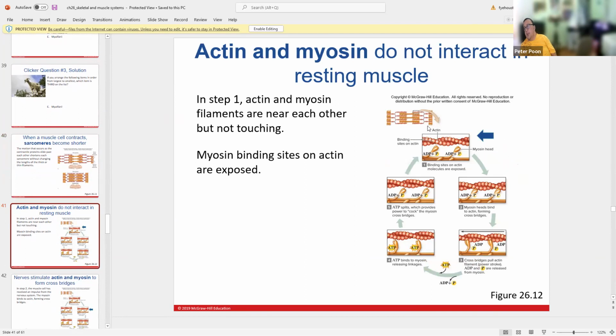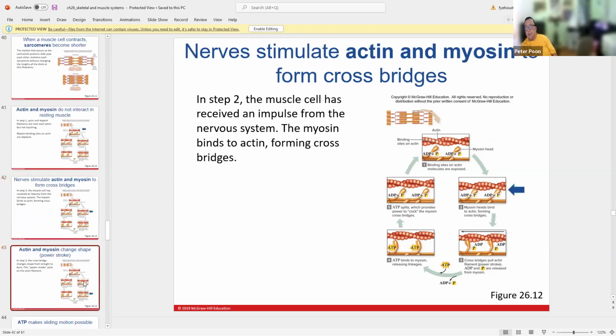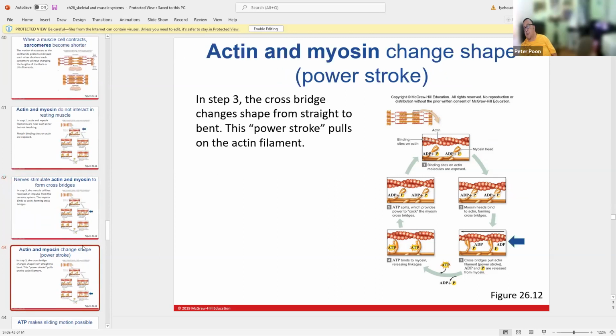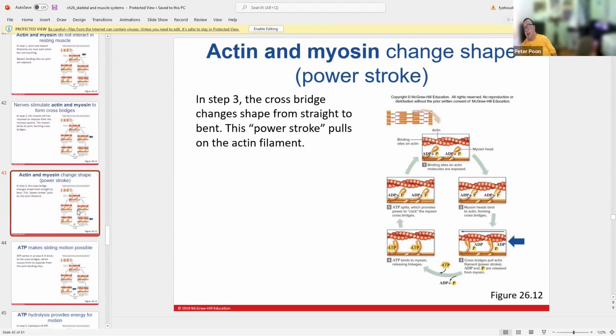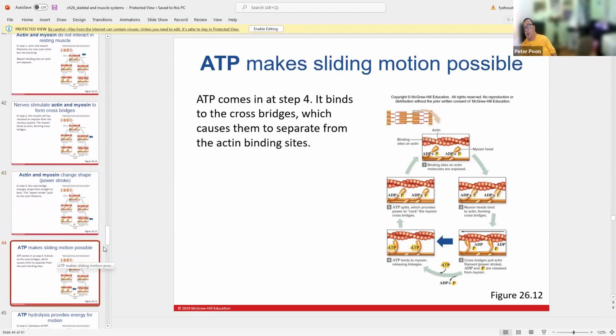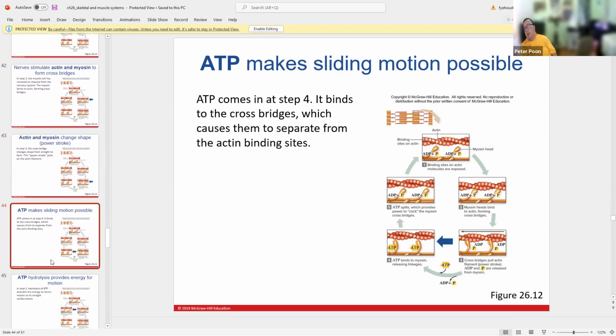Again, this force is actually generated by ATP. It allows the myosin to pull in on the actin, and that is the power stroke. The power stroke is where the actin and myosin actually work, and it's powered by ATP.